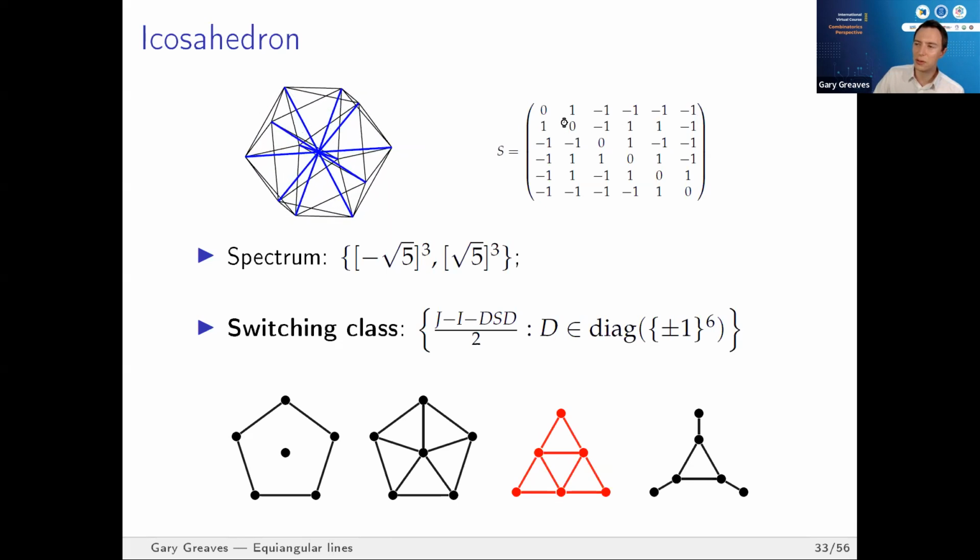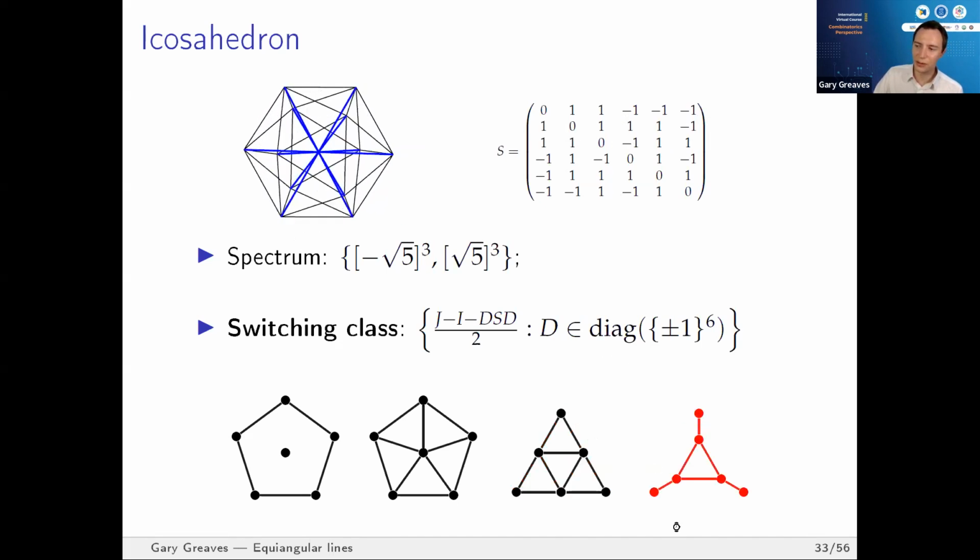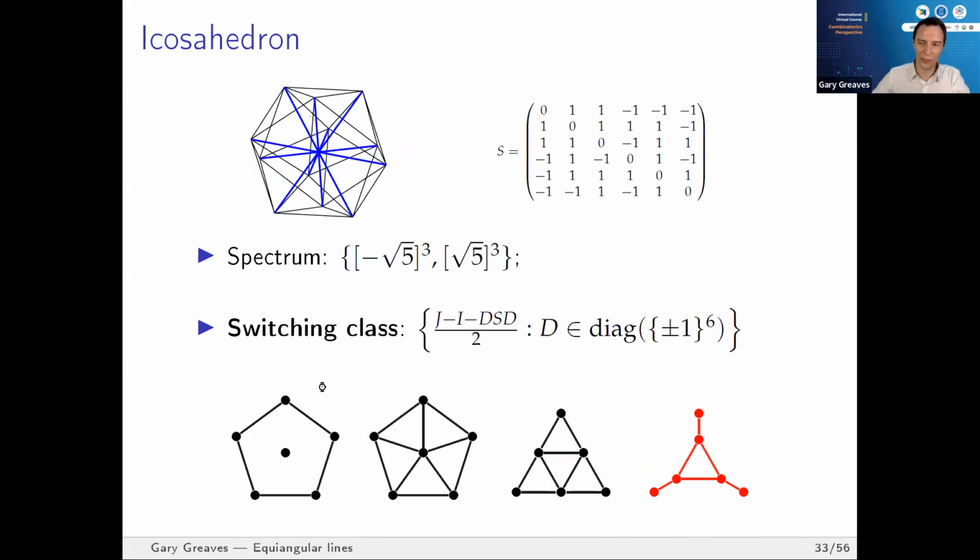My second row has 2 minus 1, so it's one of these ones here. This one has 4 minus 1, so it's one of these three, and so on. So we get a different kind of graph, but the line system stays exactly the same. And finally, if we keep switching, we'll also get this possibility, this graph. So these 4 graphs, they all correspond to the same equiangular line system.